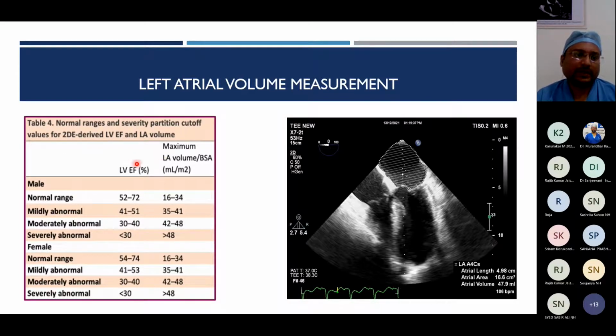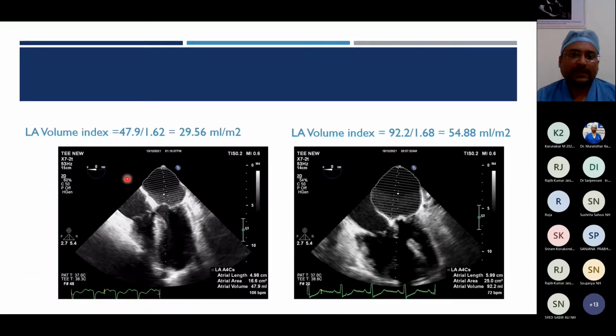The normal ranges are shown here. The normal LA volume indexed to body surface area is 16 to 34. In LV diastolic dysfunction, the volume becomes more than 34 ml per meter square body surface area. Here in the first image, there is a normal LA volume index of 29.56. I have kept one more patient with mitral stenosis here, basically mitral stenosis with triple vessel disease coming for CABG. This patient has an LA volume index of 54.88, so there is an increased LA volume, or there is diastolic dysfunction.